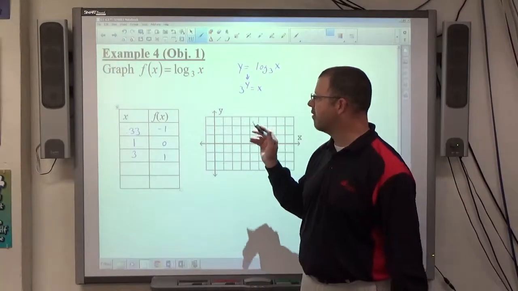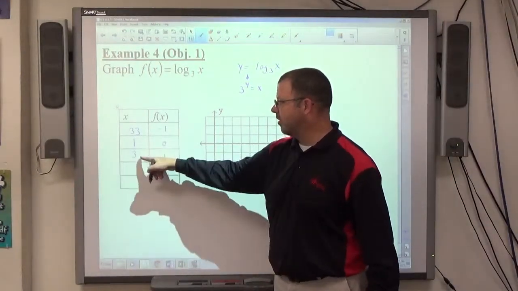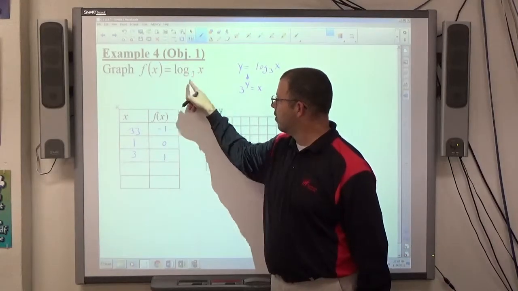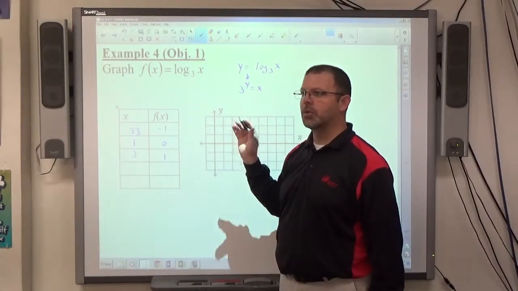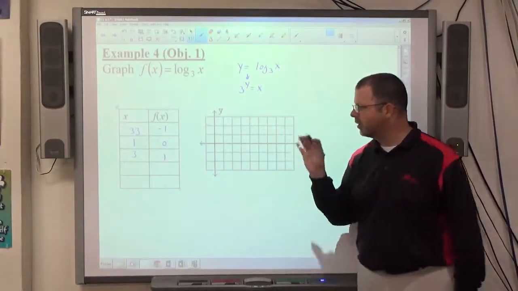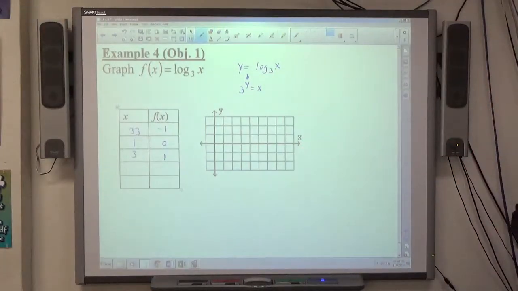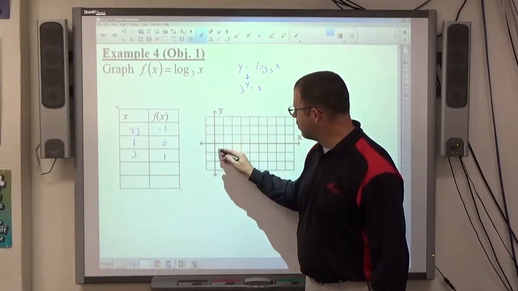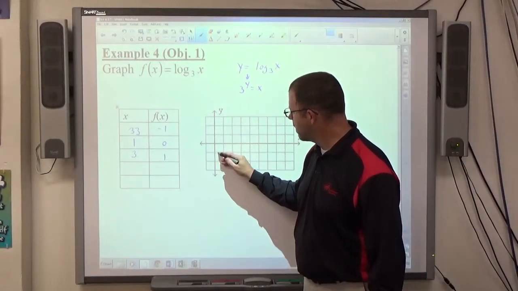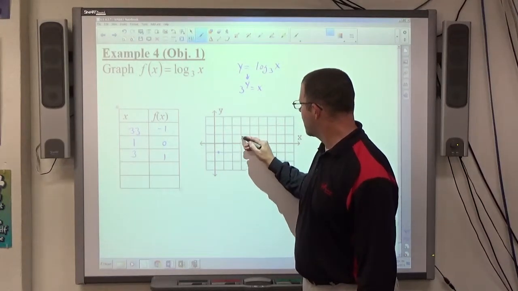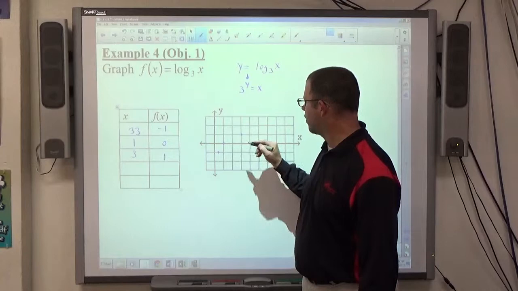If you want a quick verification, these two are easily verified. Log of 3 base 3 is 1, and log of 1 base 3 equals 0. You can see those are both true. And trust me, the log of 0.33 base 3 is approximately negative 1. Once I get my points, 0.33 comma negative 1, 1 comma 0, and 3 comma 1, that gets me 3 points on the graph.